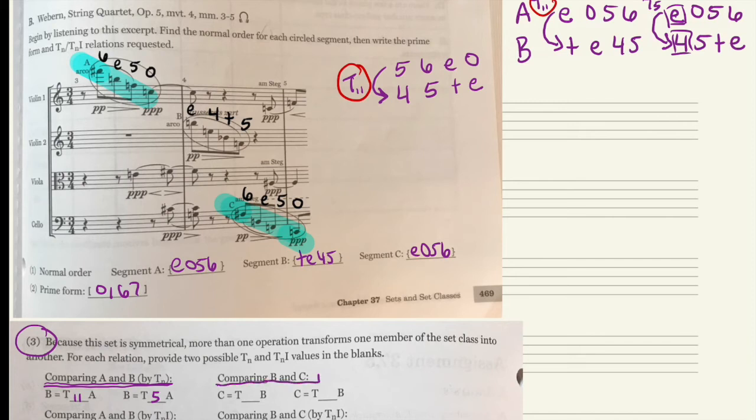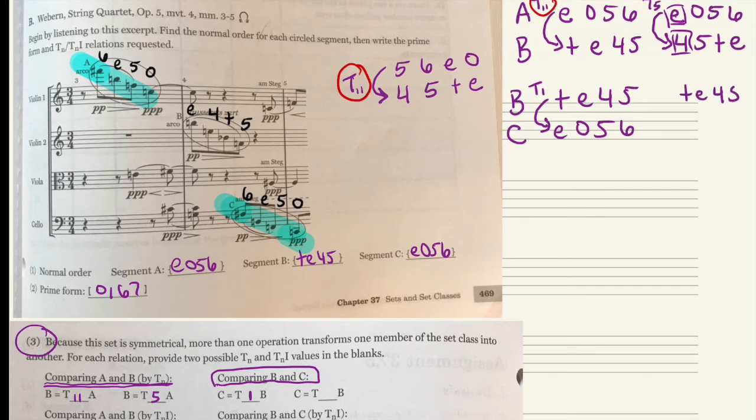And comparing B and C now, we'll do the same thing. B is TE45, C is E056. So now we're going the other way. How do I get from 10 to 11? Looking at transposition, well, I add 1. So T1 would go in that first spot.